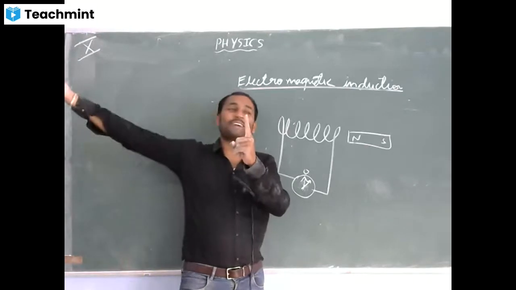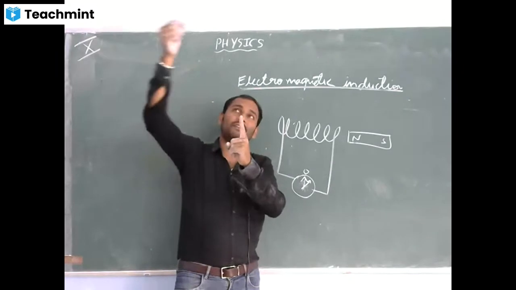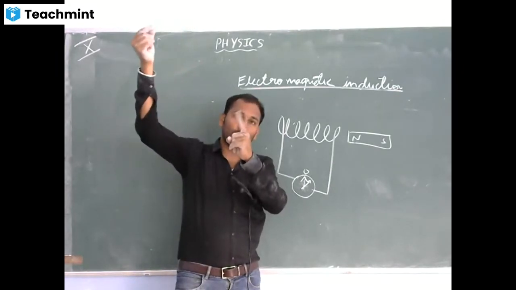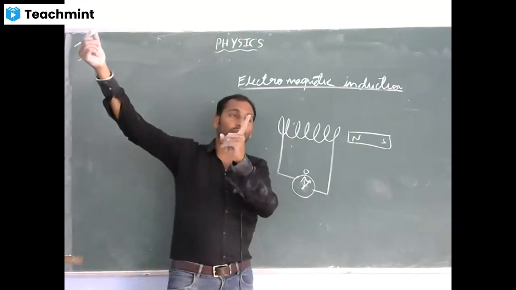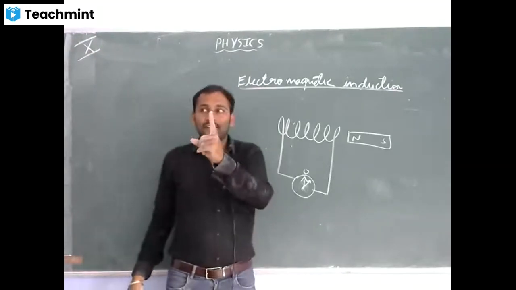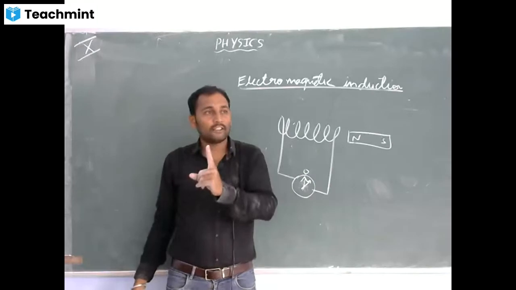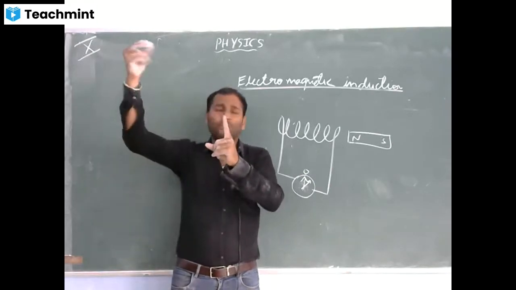I will throw the magnet in the reverse manner. Earlier, I was throwing it with north facing. It is showing towards this side. Now I will throw with the south facing. What happens? It will show this side. That means if I change the direction of poles, the induced current direction also will change. Clear?